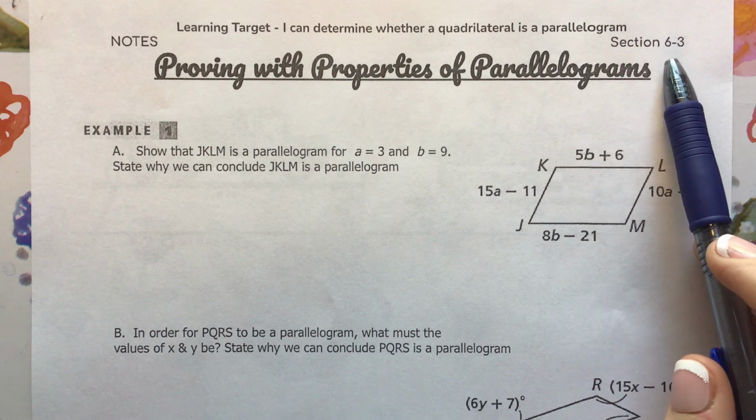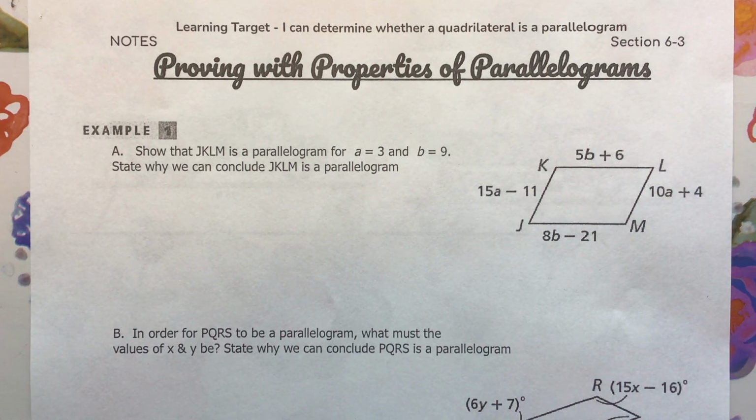We are in section 6-3 and we're continuing talking about properties of parallelograms, except now instead of knowing that something is a parallelogram and then applying properties, we're going to see if certain properties are met, and if they are, then the shape is going to be a parallelogram. So what I'd like for you to be able to do by the end of this lesson is to determine whether a quadrilateral is a parallelogram or not. So let's just jump right in.